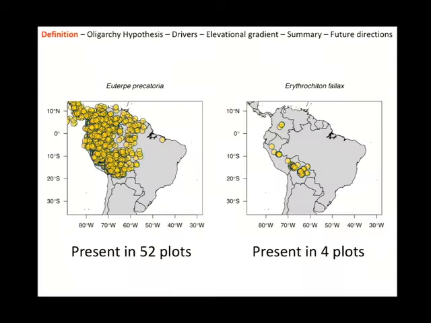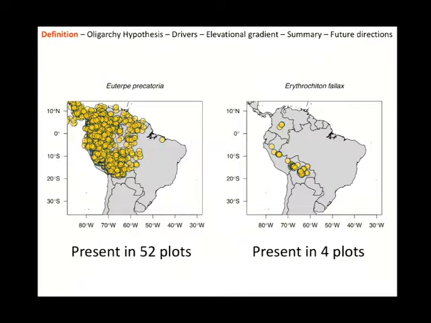The spatial distribution is one important dimension of commonness, or one possible definition of commonness. So some species are common because they are broadly distributed in a region or are very frequent. They appear in many different sites. This is an example, Euterpe precatoria. It is a very common palm in the neotropics. And it occurs also in many of the plots that we established in our studied region too.